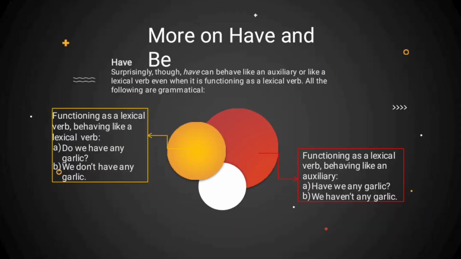The next material, more on have and be. Have is surprising, because have can behave like an auxiliary or like a lexical verb, even when it is functioning as a lexical verb. All the following are grammatical. Functioning as a lexical verb, behaving like a lexical verb. A. Do we have any garlic? B. We don't have any garlic. Functioning as a lexical verb, behaving like an auxiliary. A. Have we any garlic? B. We haven't any garlic.